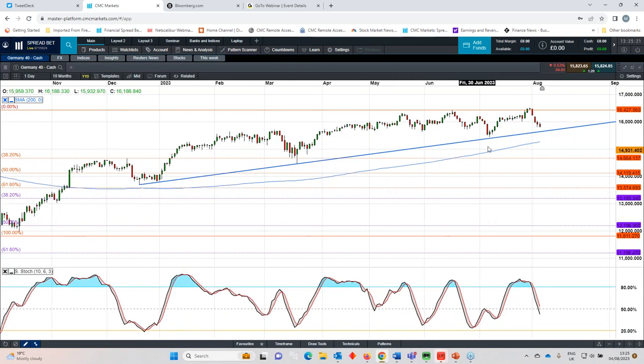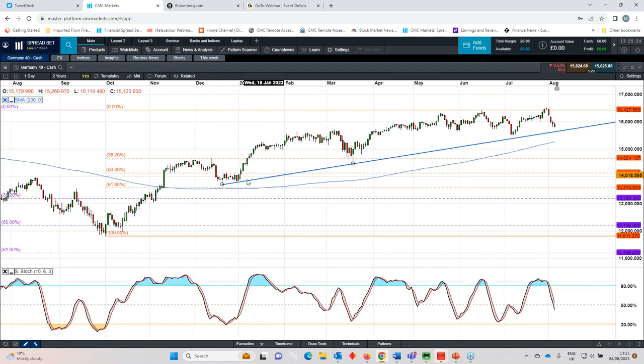Look at this chart here. But overall, every time we've dipped anywhere near close to 15,400, we've found fairly decent buying interest. And we are in a fairly decent uptrend from the lows that we've seen back in December last year, but also the lows down here.